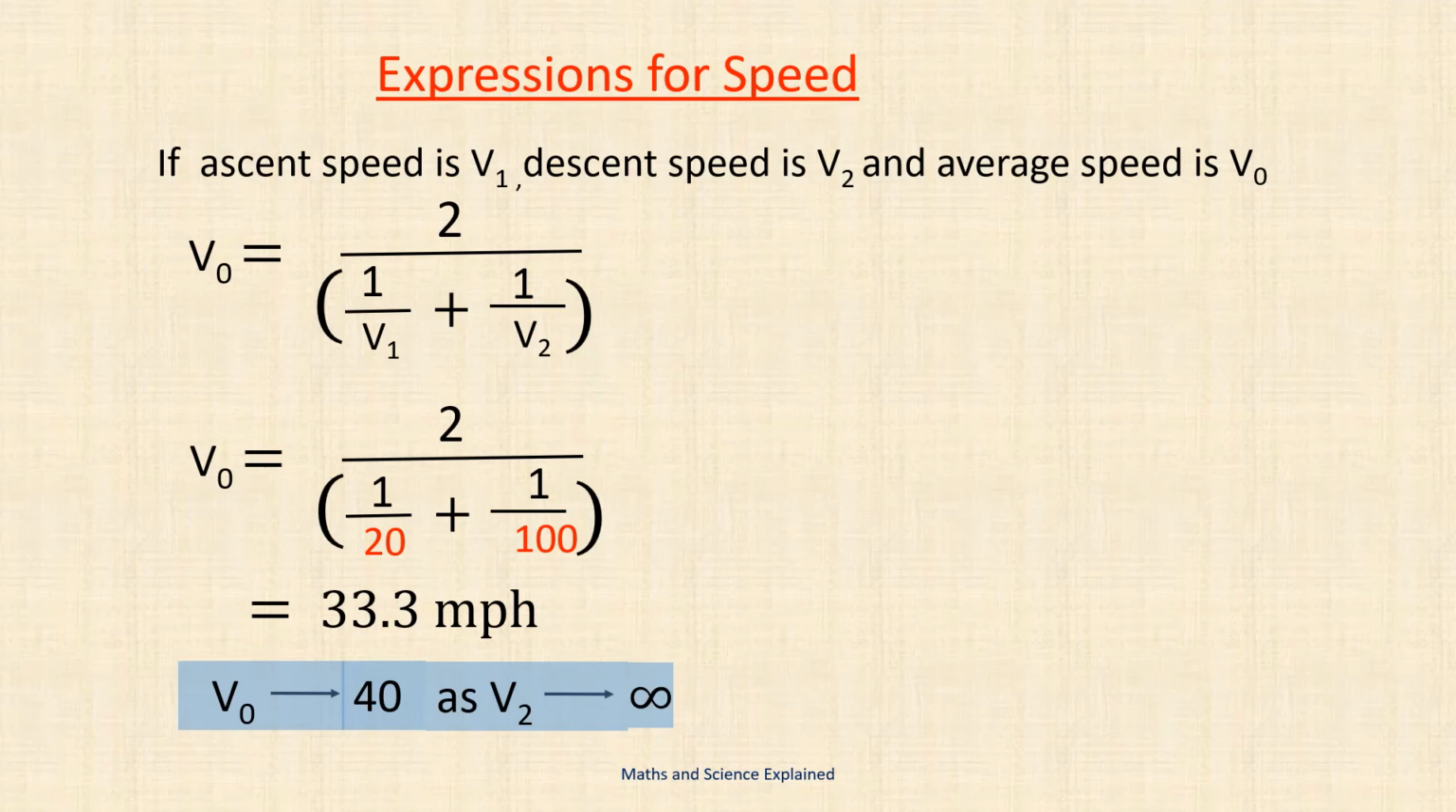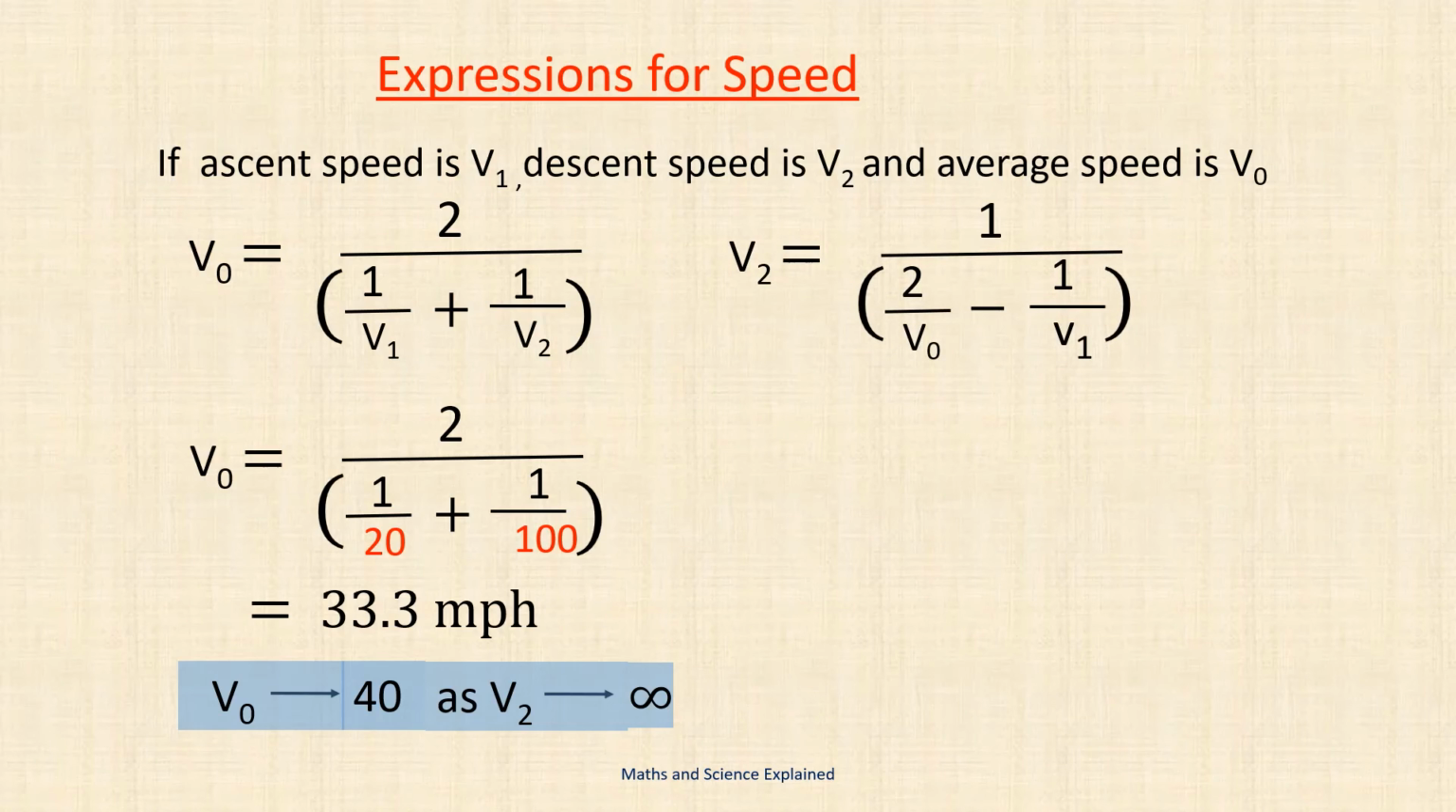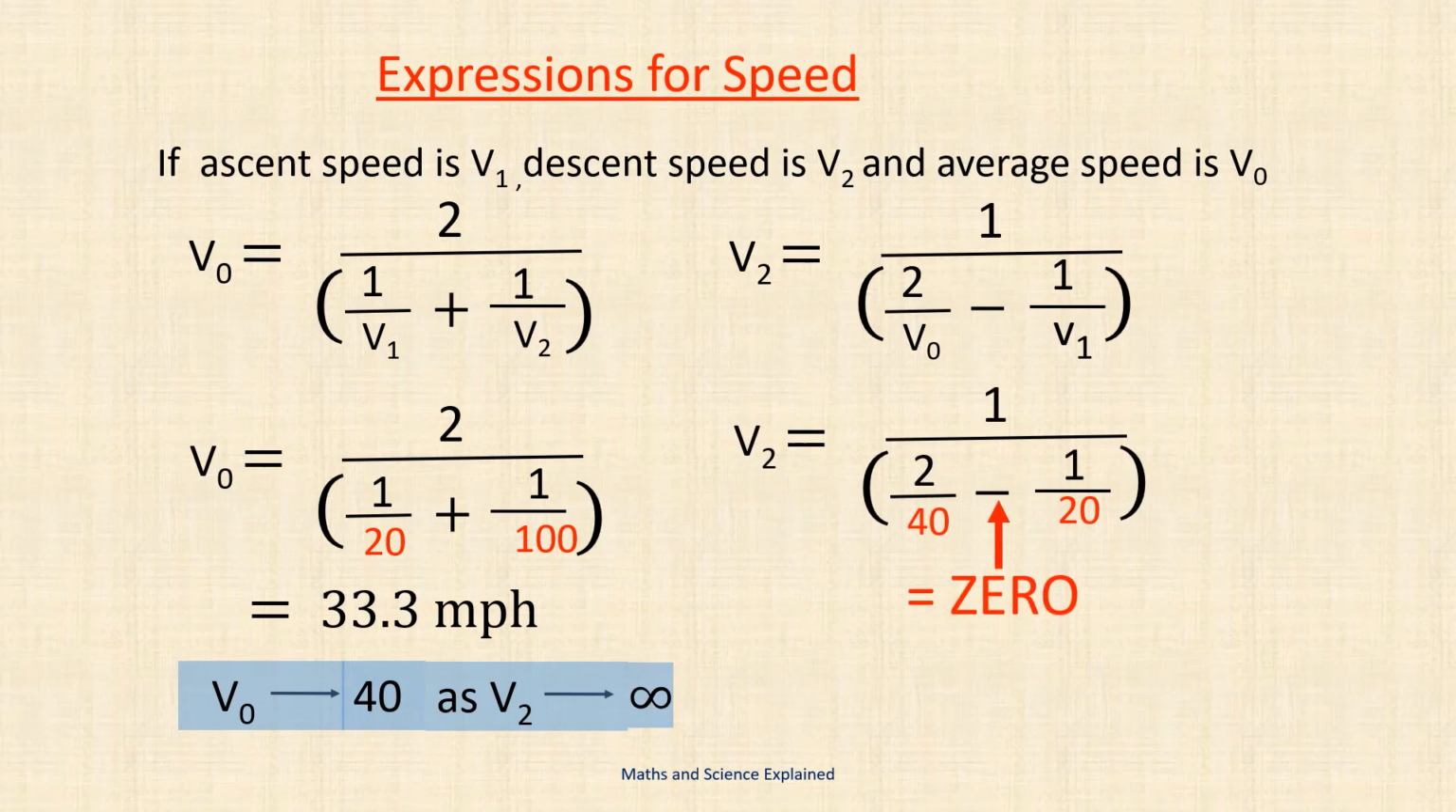The first expression can be reformulated to give an equation for v2, the descent speed. If we plug in the original numbers to this problem of 20 miles an hour and 40 miles an hour, we get a denominator of 0. Anything divided by 0 is undefined in maths. However, we can say that v2 approaches infinity as v0 approaches 40 miles an hour.